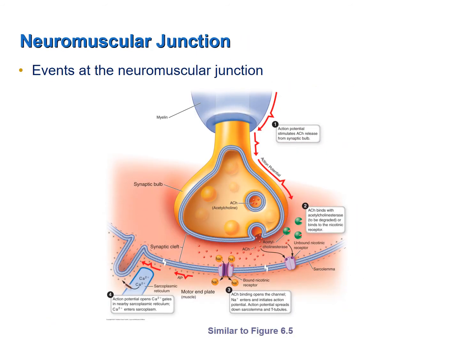So let's review how a motor neuron stimulates a skeletal muscle fiber to contract. An action potential moves down the axon, enters the synaptic bulb. There, it causes vesicles containing acetylcholine to dump the acetylcholine into the synaptic cleft by exocytosis. Some of the acetylcholine is degraded by acetylcholinesterase.